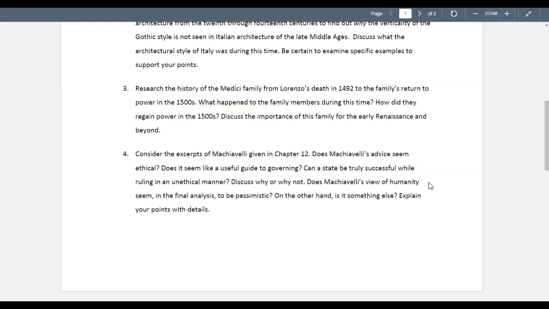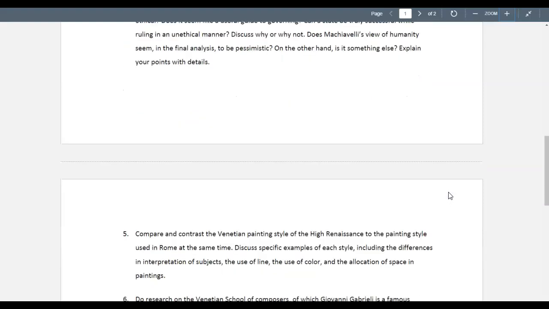Machiavelli, some of his points are condensed into some phrases. The expression, keep your friends close but your enemies closer, is a Machiavellian perspective. This idea, that it is better to be feared than to be loved, is also Machiavellian. So you get to look at some of those views and apply that to how states operate. In a sense, the state would be a government.